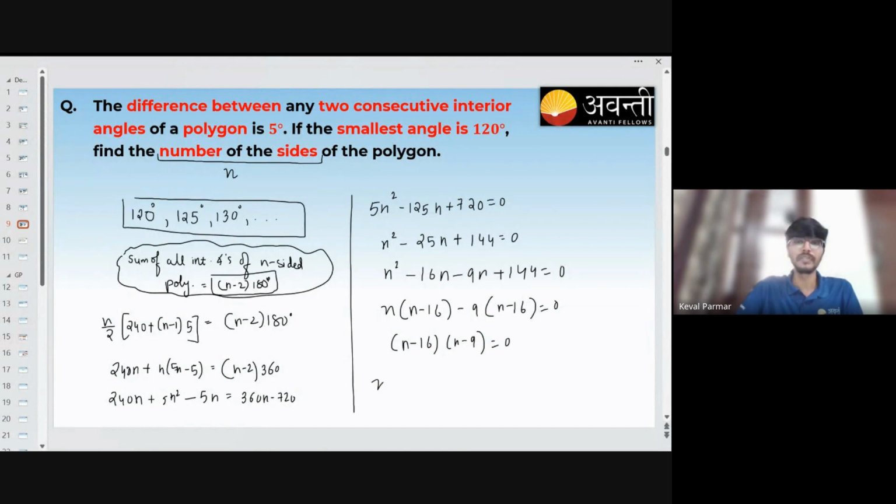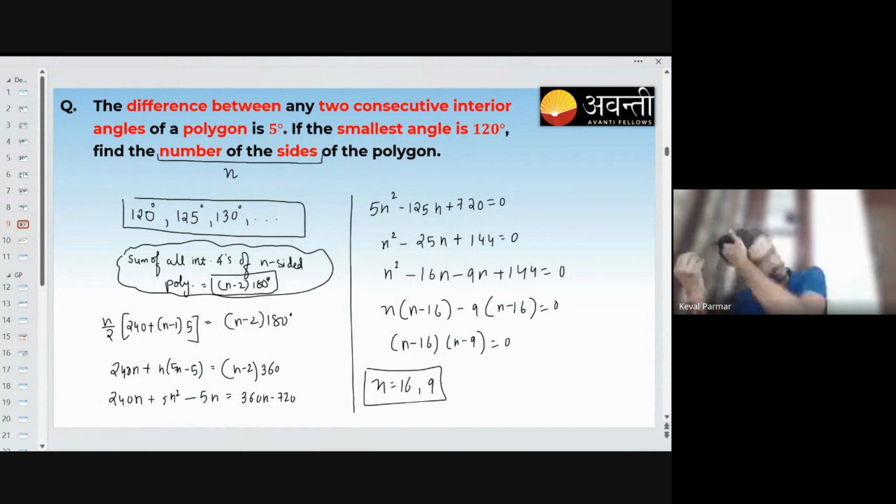So how many values of n did we get? 2. We have to accept both the values because there is no reason to reject anyone, right? So the polygon can be a 9-sided polygon or a 16-sided polygon. Do you know we have a name for a 9-sided polygon?